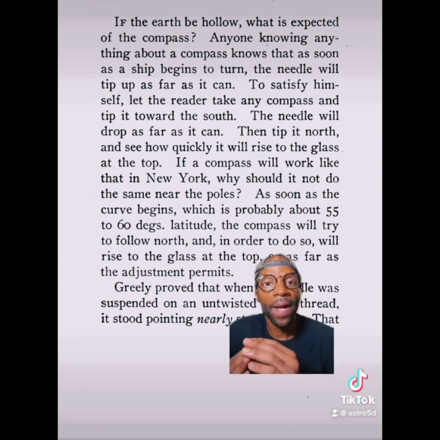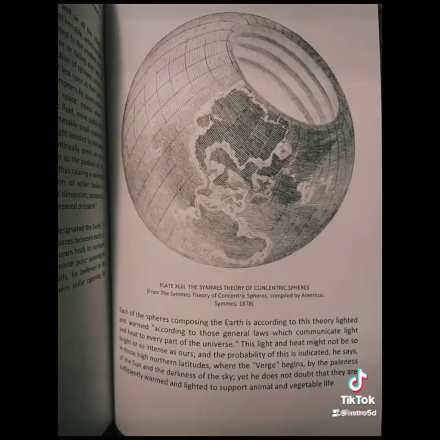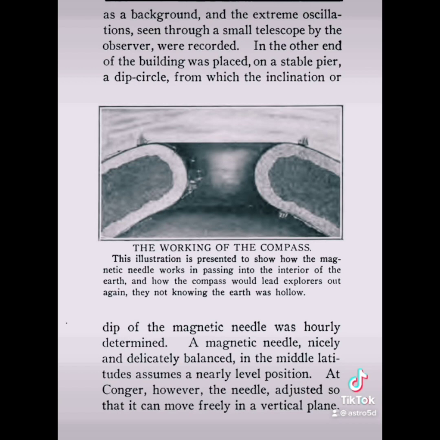And to clarify, in this book, they took the position that the earth was round with a hollow earth center, like I showed you in the Book of Earths. And here's a depiction of the opening at the pole. This illustration is presented to show how the magnetic needle works in passing into the interior of the earth, and how the compass would lead explorers out again, they not knowing the earth was hollow.